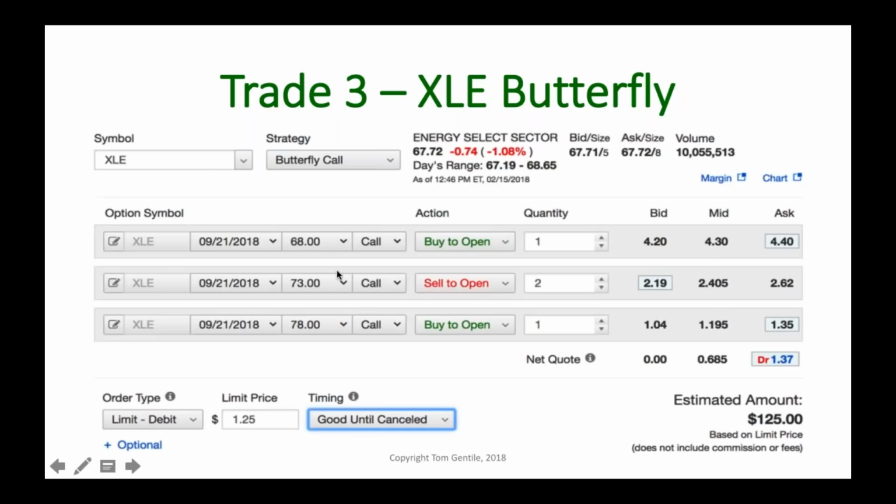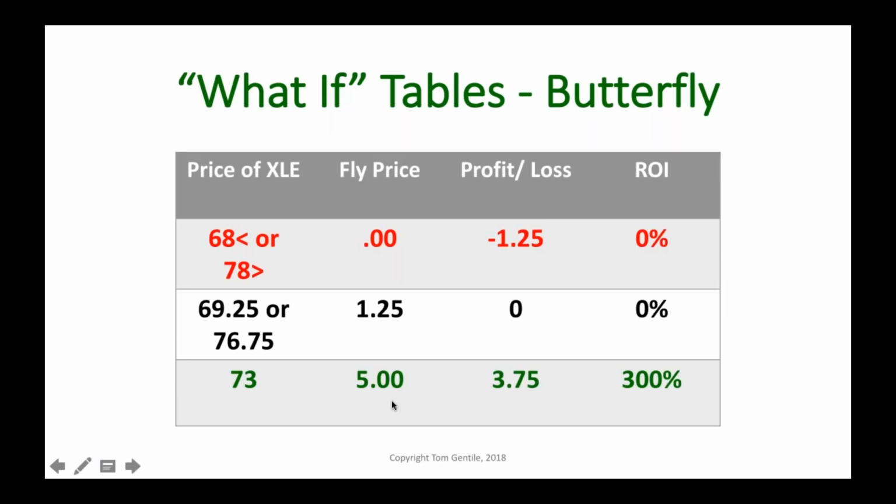It's going to be worth $5 at expiration. A 73 call, at the money calls expire worthless, and out of the money calls expire worthless. So this little $1.37 trade could balloon out to be as much as $5. And at $5, you've got a 300% return, because if you paid $1.25 for something that's worth $5, you have a $3.75 profit. Again, all taken from the what if tables.